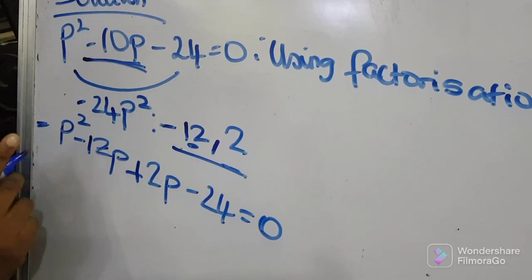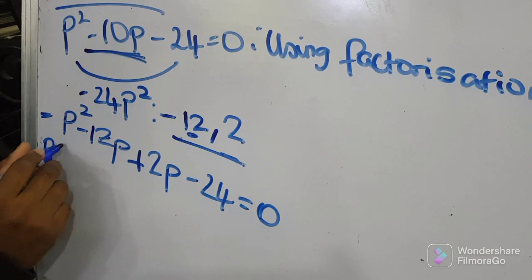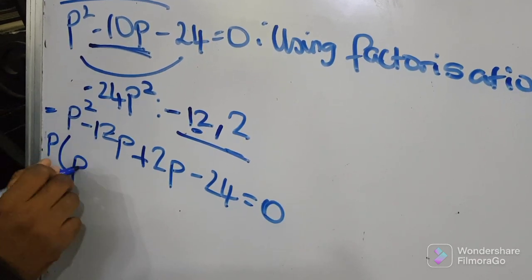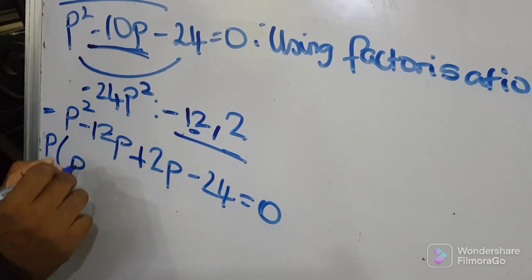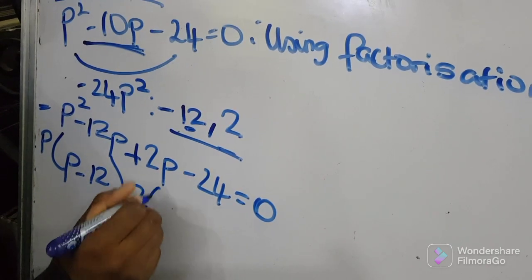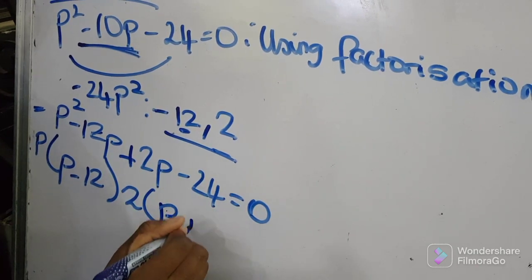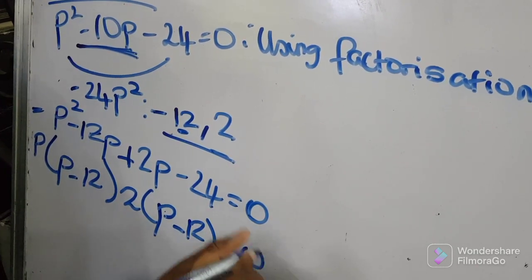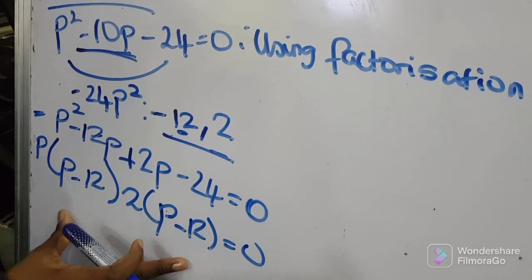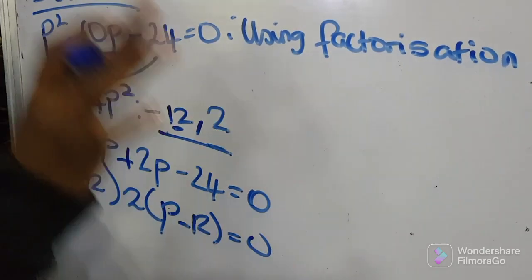Then you factorize these, finding which one is common between two of them, then factorize it out. P is common between these two. P divided by p, p cancels p, to give you minus 12. 2 is common between these two. 2 divided by 2, p. 2 divided by minus 24, still giving minus 12. For you to know that you're right is when these two numbers are the same. If they are not the same, that means you have made a mistake somewhere.